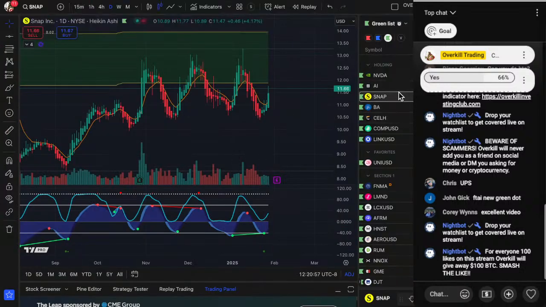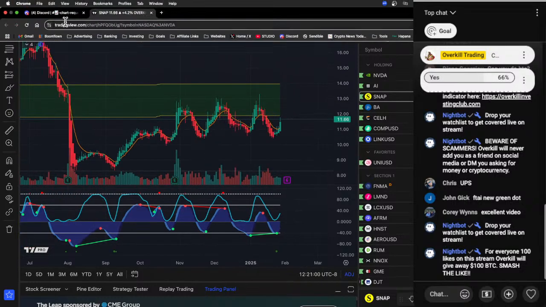That's one of my favorite stock plays right now. And again, it's in my portfolio. So Snap looks really, really good.